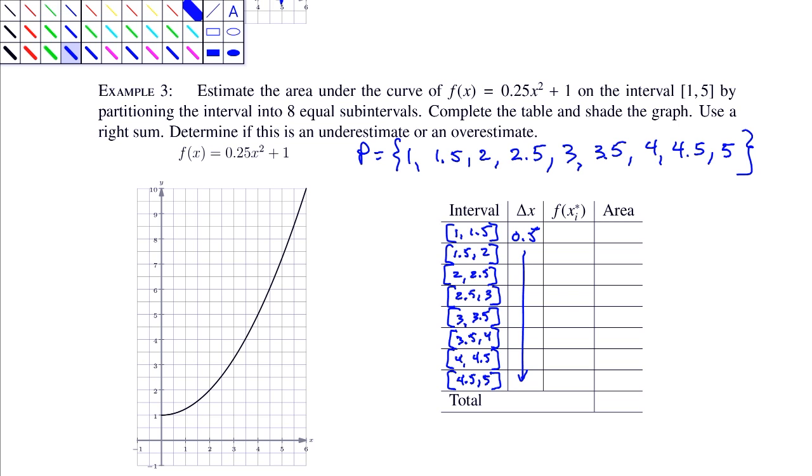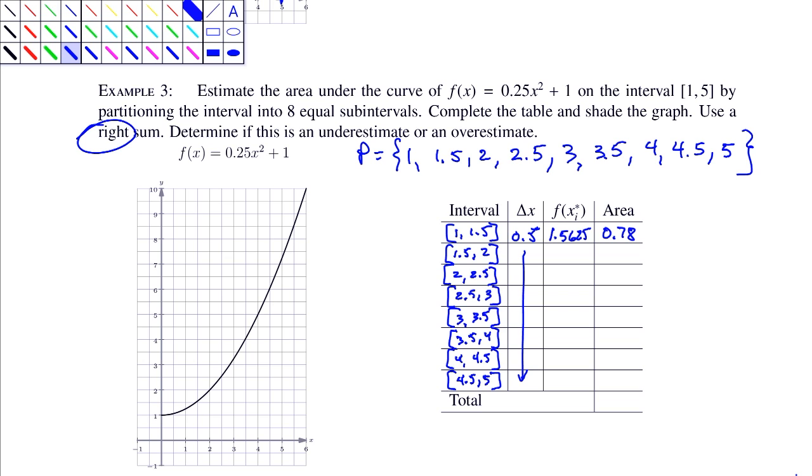All right, so you should have got the partition 1, 1.5, 2, 2.5, all the way up to 5. There are 8 of them. Delta x is 0.5 for every one of them. It's a regular partition. And then f of, and the first number we use, because we're doing a right sum, is 1.5. So f of 1.5 is 1.5625. And you multiply that by 0.5 to get the area.